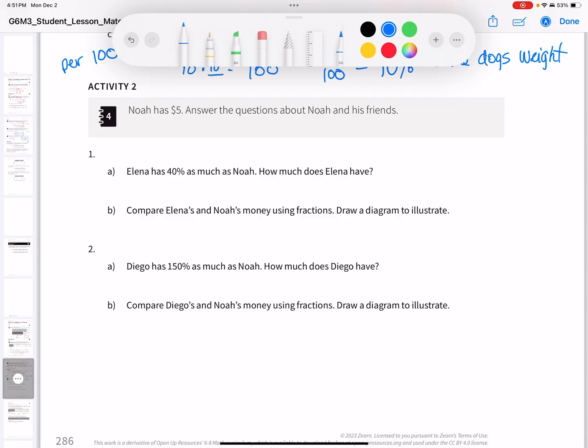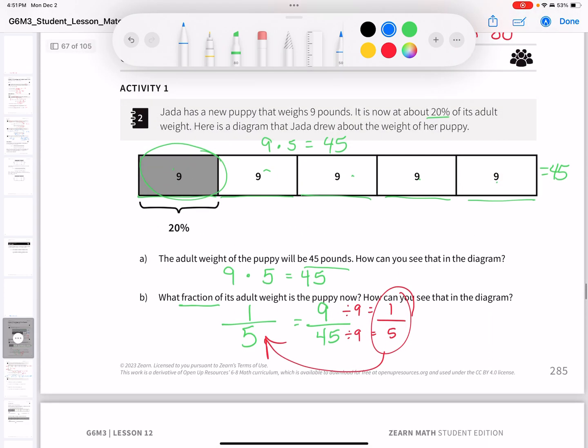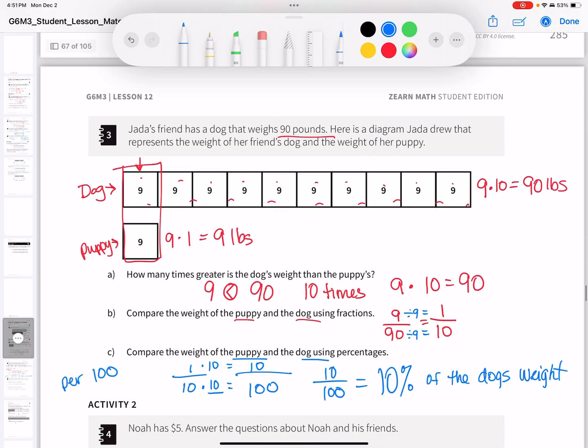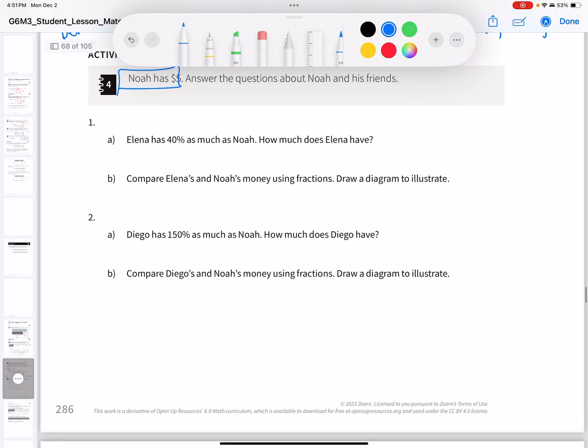Okay, we are going to draw a tape diagram. So we need some sort of boxes to equal 100. Well, here, Noah's $5 is our 100. So if I was going to draw a tape diagram, I would say that Noah's $5 is our 100%. So I just need one box for $5.